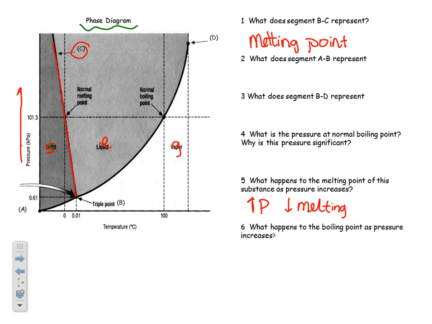So the segment from triple point B to point D on the graph, that's representing the phase change between liquid and gas, or gas and liquid. So this is what we call the boiling point.